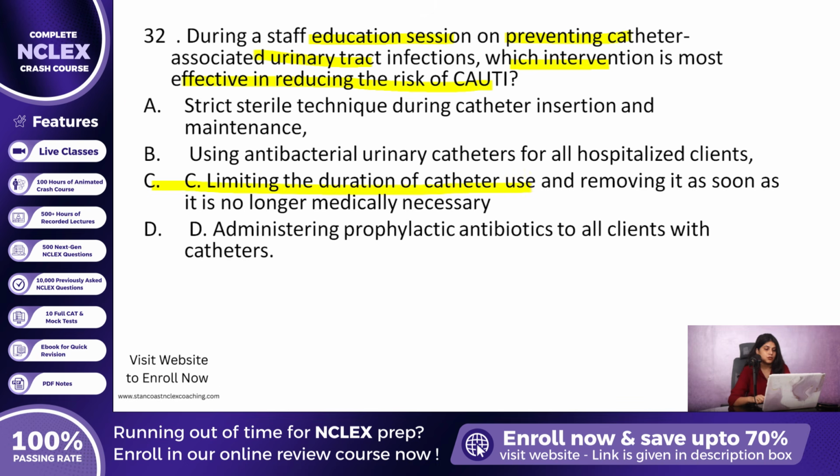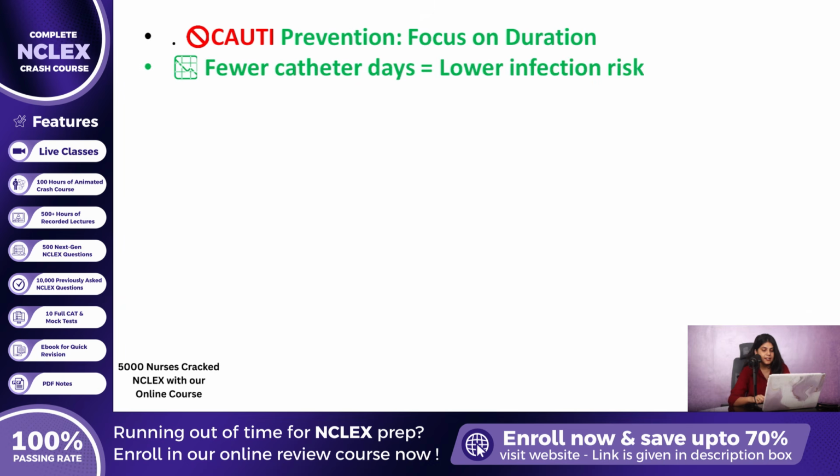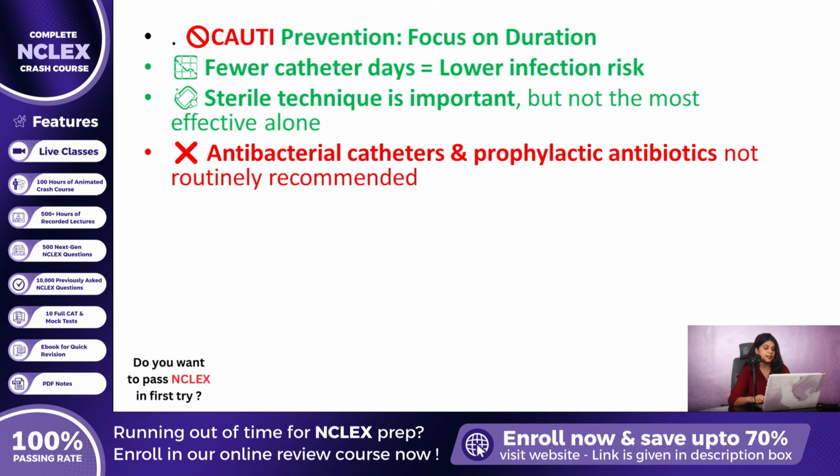Limiting the duration of catheter use and removing it as soon as it is no longer medically necessary. The rationale is that reducing the number of catheter days is the most effective method to prevent infection. While sterile technique is essential, prolonged use is the strongest risk factor for catheter-associated urinary tract infections. Antibacterial catheters and prophylactic antibiotics are not standard practices due to risk of resistance and limited effectiveness.